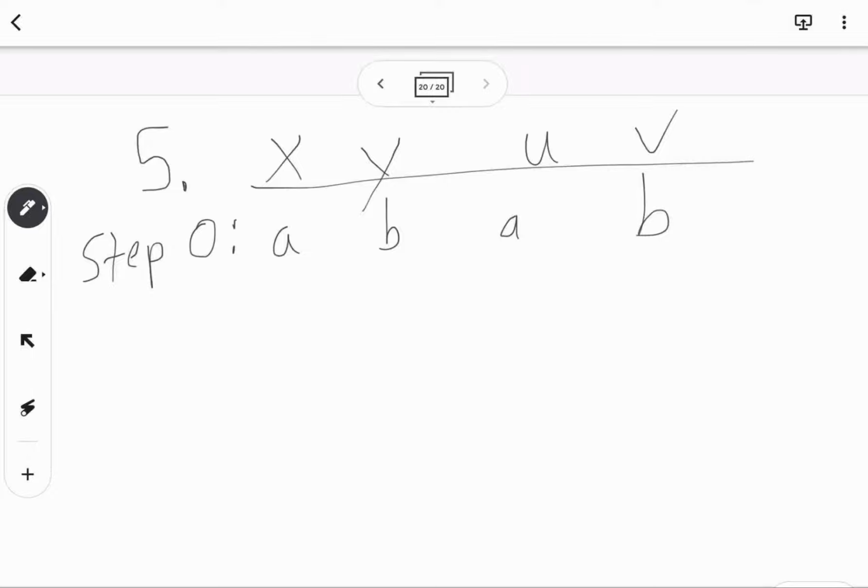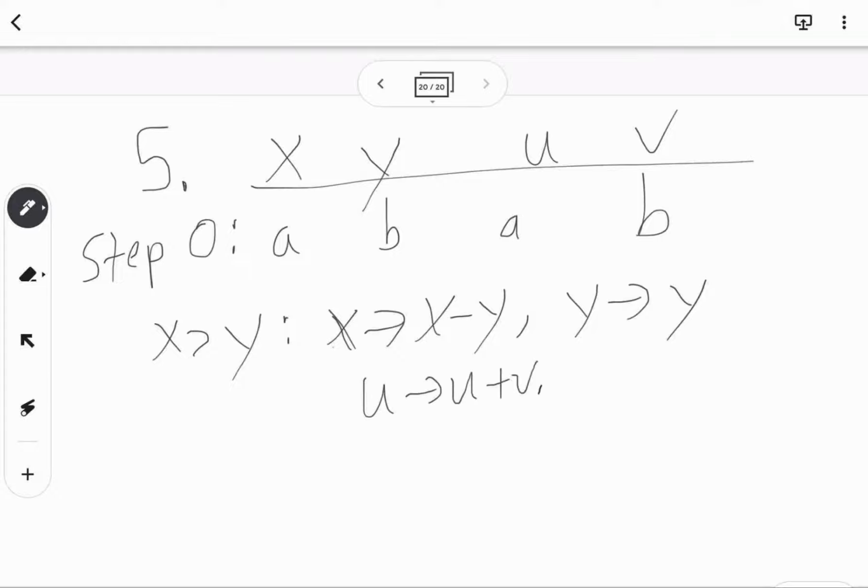And for each step, you apply the Euclidean algorithm to a and b, or x and y. So basically what happens is if x is greater than y, then x goes to x minus y, y goes to y, but u goes to u plus v, and v stays v. So you're applying the Euclidean algorithm to x and y, and you're doing the opposite thing to u and v. So it's like some kind of process.